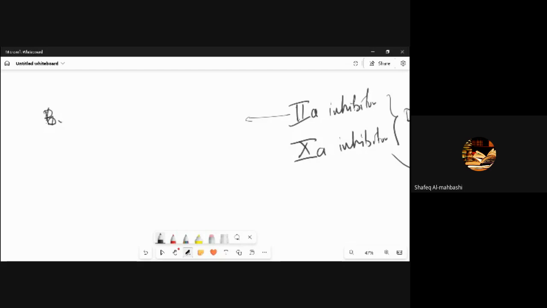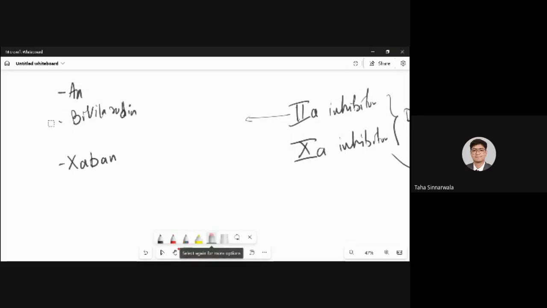Okay, and that's actually a good idea. For factor X, it will be an X in the middle, like rixaban, and there will be apixaban, something like that, which also has an X. Yeah, thank you. That's actually a really good way to remember these. I never thought about this myself.